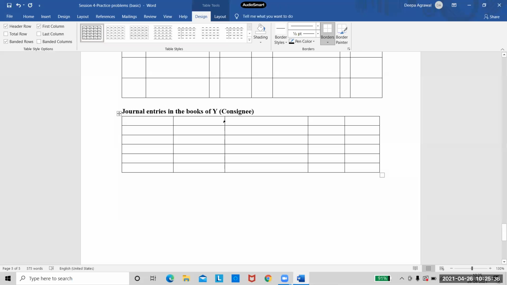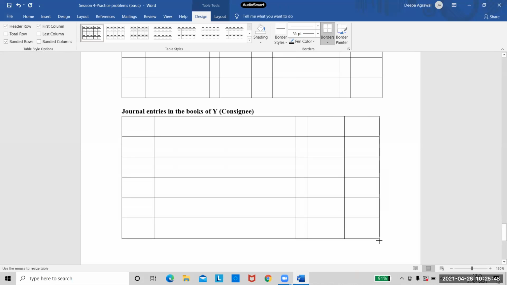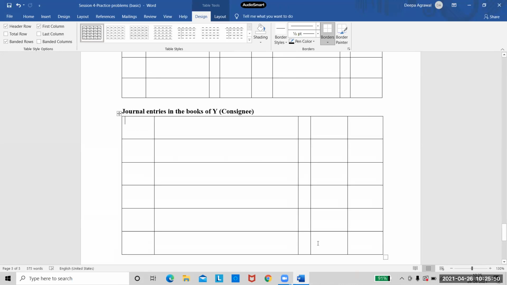If anyone has any doubts in consignment, you should ask me now itself, because now we are doing the basic problems of consignment. Then we will start with the problems with little complications. Unless you understand the basic ones, you will not be able to do the ones which are little complicated, right? So if you have any doubts, stop me in between and ask me wherever you find there's a doubt. Date, particulars, LF, amount, and again the amount column. So debit amount and credit amount. So my pro forma for journal is ready.